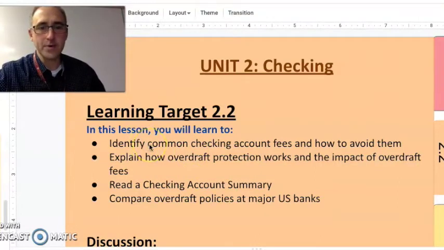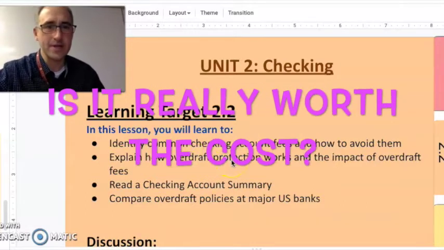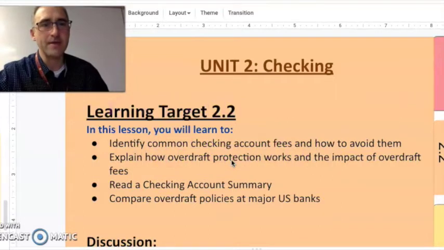One of the first things we're going to do is identify the common checking account fees and how to avoid those fees. We're going to explain an overdraft. Remember from our vocabulary list a couple days ago, an overdraft is when you spend more than you have. We're going to explain overdraft protection and if it really works and what it really protects.